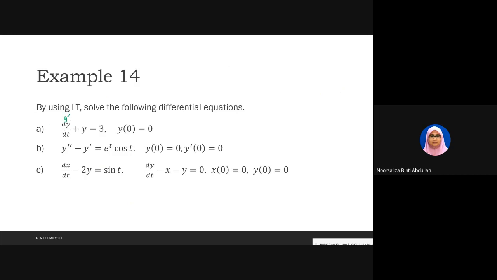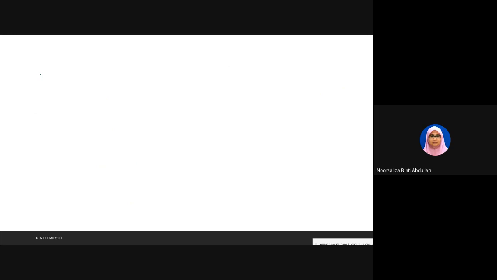Okay, so automatically we know that dy over dt is y prime, plus y equals to 3, and then using the Laplace transform. Here we have dy over dt plus y equals to 3, and the initial condition given here is y(0) equals to 0. Okay, so using Laplace, y prime(t) plus y(t) equals to 3.